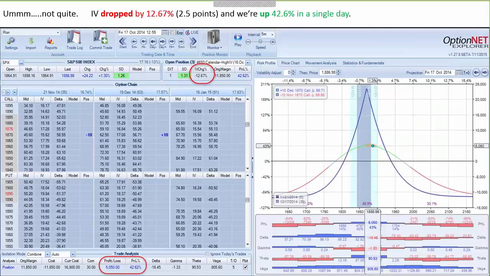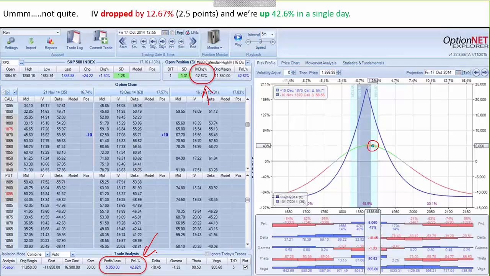Let that sink in. All right, IV has gone down by 12%, 2 points. We are up 42 to 43% in a single day, 5 grand, by putting on a calendar when IV was sky high and we expected it to go down. Tell me that doesn't kind of make you scratch your head.